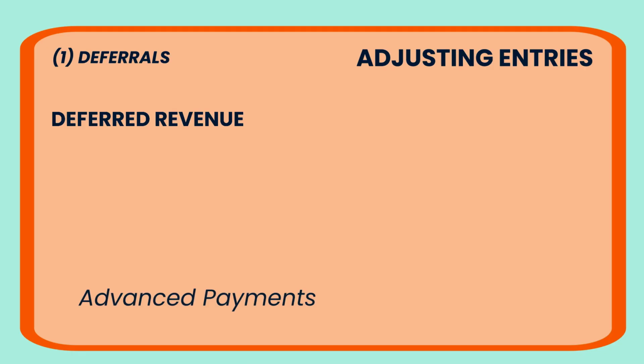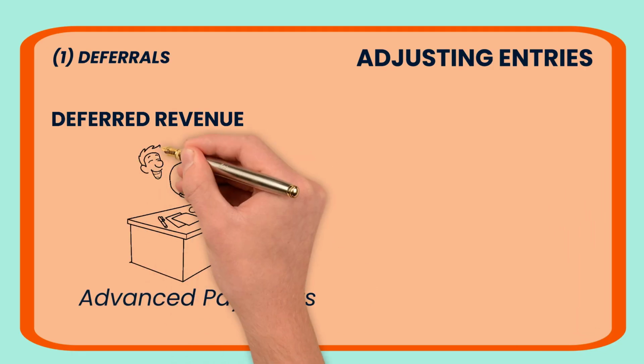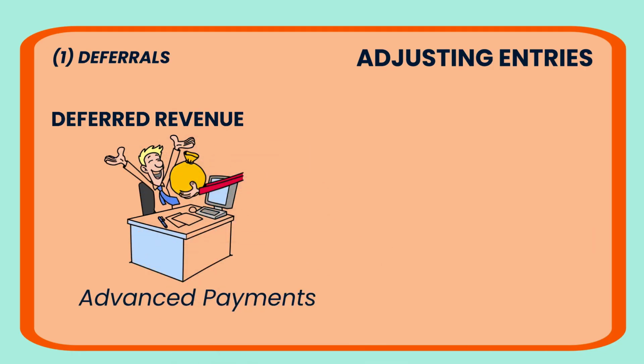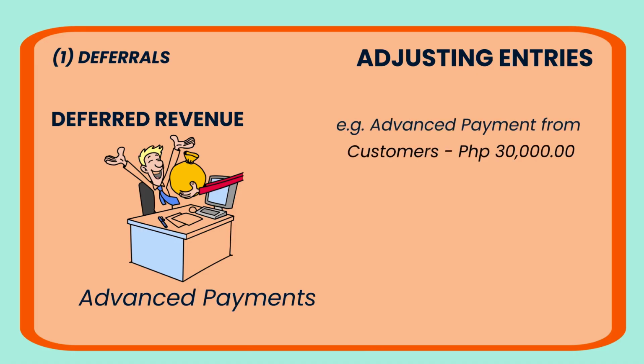Deferred revenue ang kagaya ng advance payments from customers. This is better known as unearned revenue. Halimbawa, customer paid you 30,000 pesos for services na gagawin mo pa lang. Hindi mo agad i-recognize yan as revenue dahil hindi mo pa ito ikinita. Strictly speaking, it is not revenue but a liability.